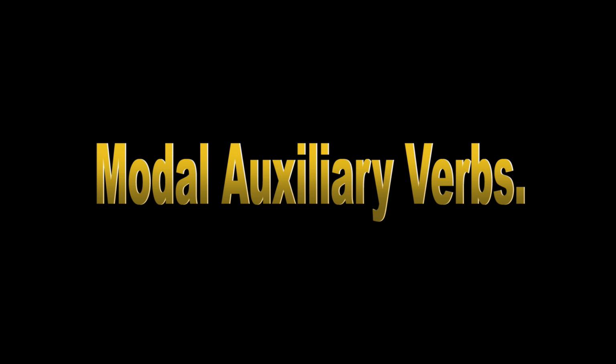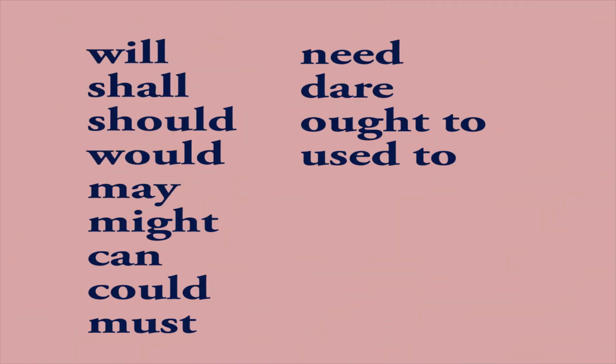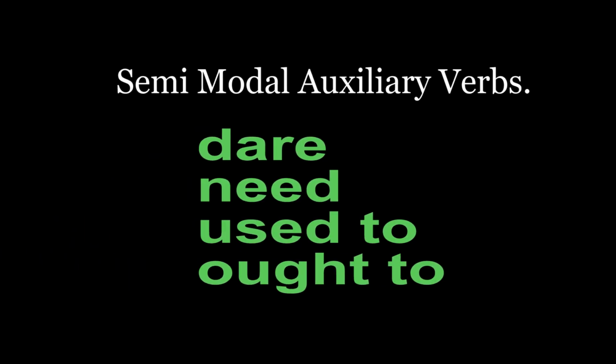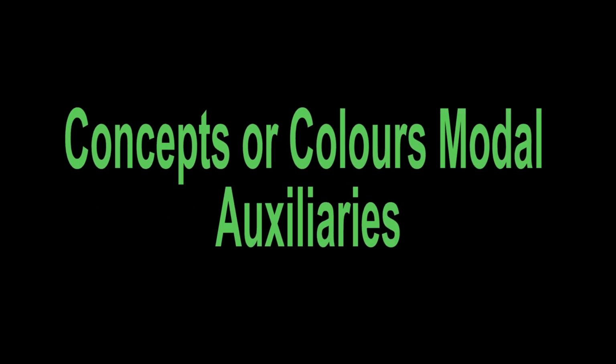Let's learn modal auxiliaries. Will, shall, should, would, may, might, can, could, must, need, dare, ought to and used to. Dare, need, used to, ought to are called semi-modal auxiliaries because sometimes they behave like main verbs and sometimes they behave like auxiliary verbs. Okay, let us learn the concepts or colors of modal auxiliaries.